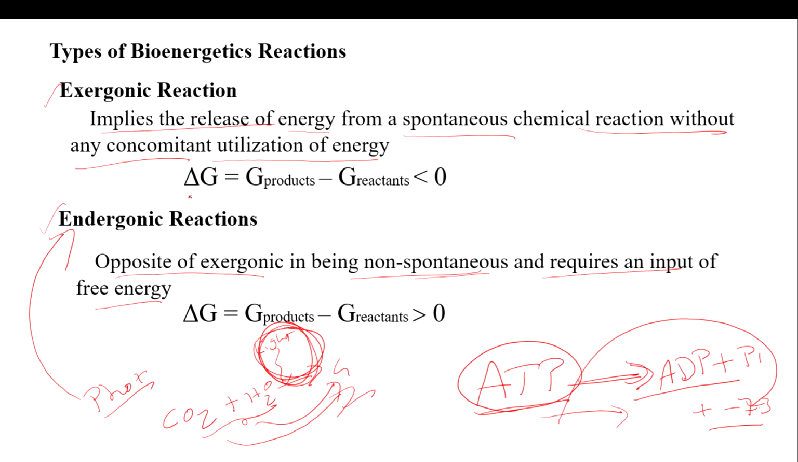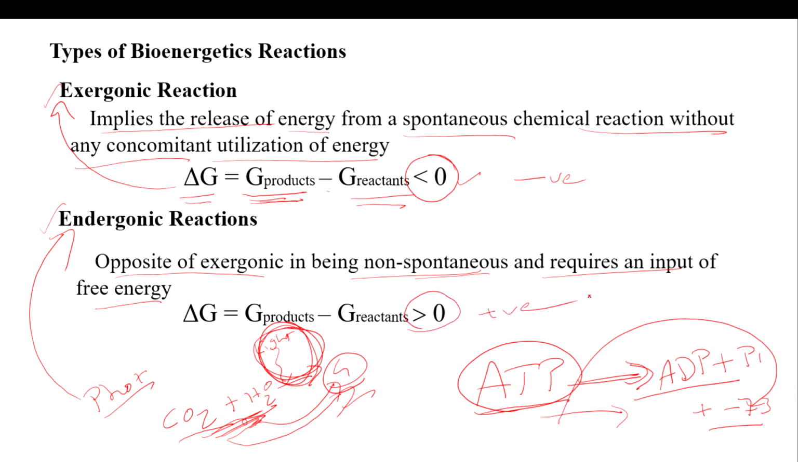Coming to the equation, delta G is the free energy. Delta G for exergonic reactions is G products, the energy of products, minus the energy of reactants, which will always be less than 0. Always less than 0 indicates that the value will always be negative. In the same sense, for endergonic reactions it will always be a positive sign.